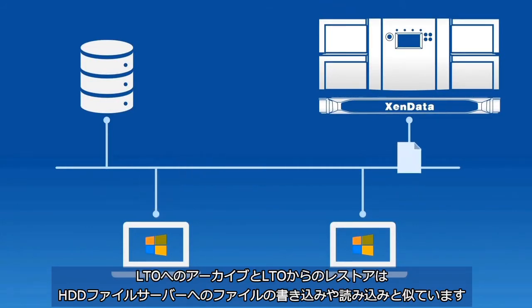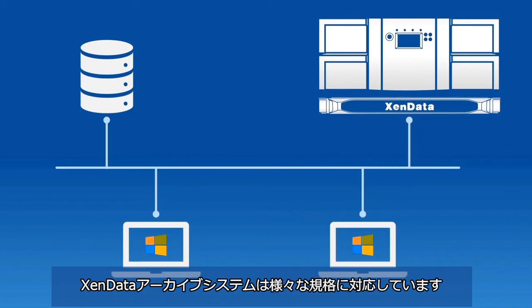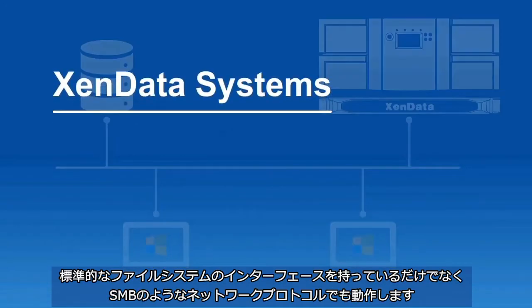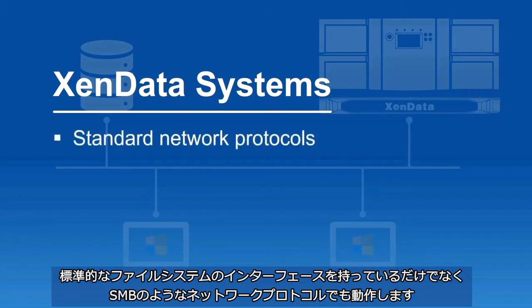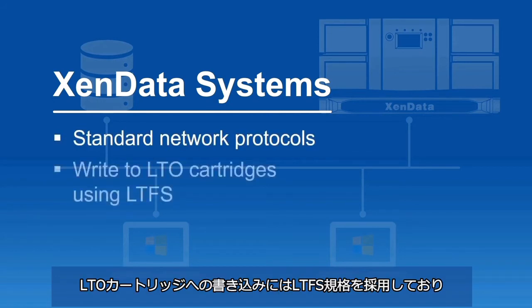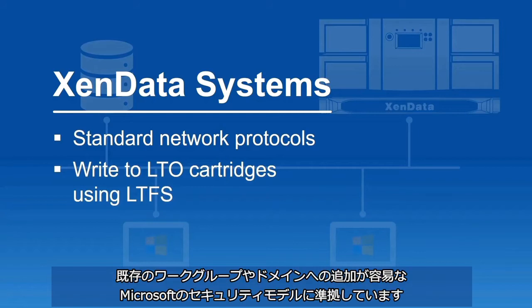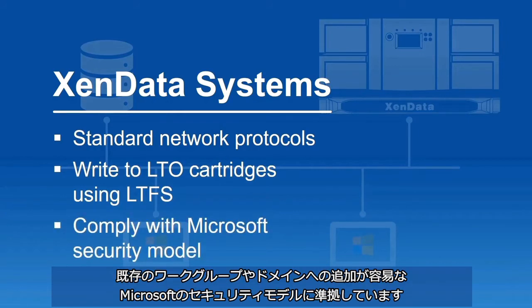Archiving to and restoring from LTO is just like writing to and reading files from a disk-based file server. XenData systems adhere to standards throughout. Not only do they have a standard file system interface, they work with standard network protocols like SMB, they write to LTO cartridges using the LTFS interchange standard, and they comply with the Microsoft security model, which makes them easy to add to an existing workgroup or domain.